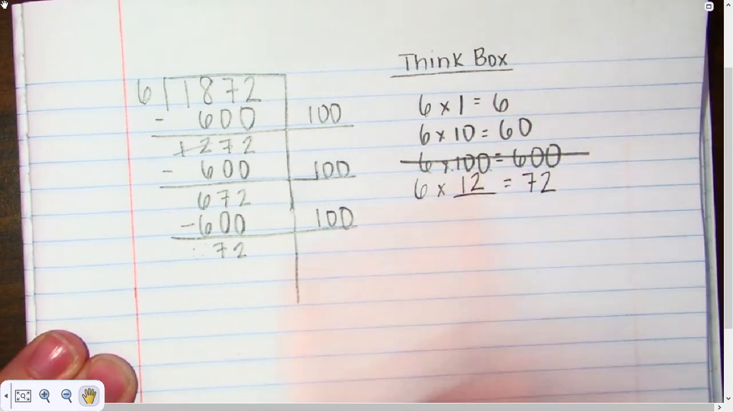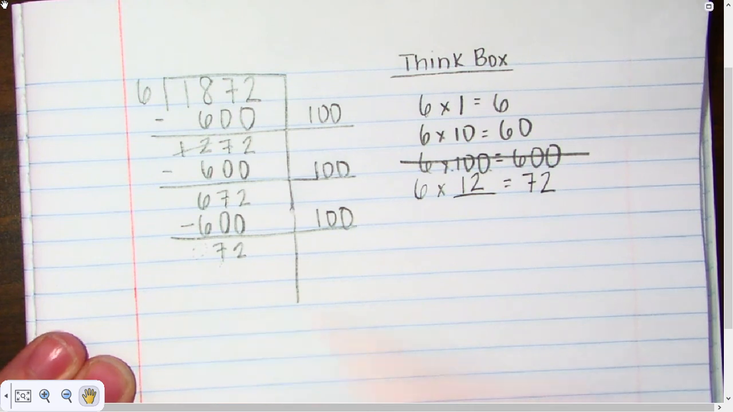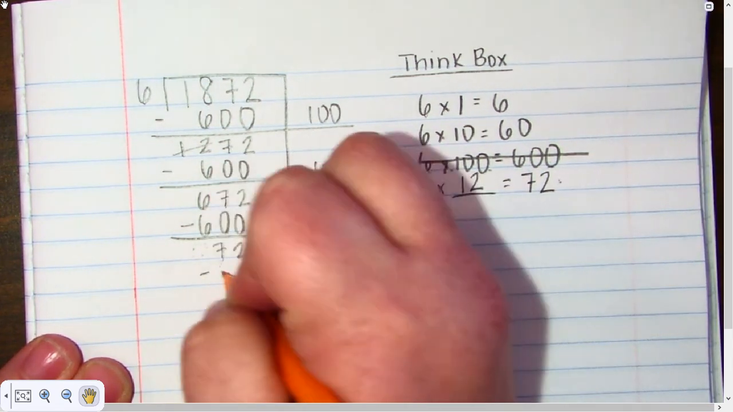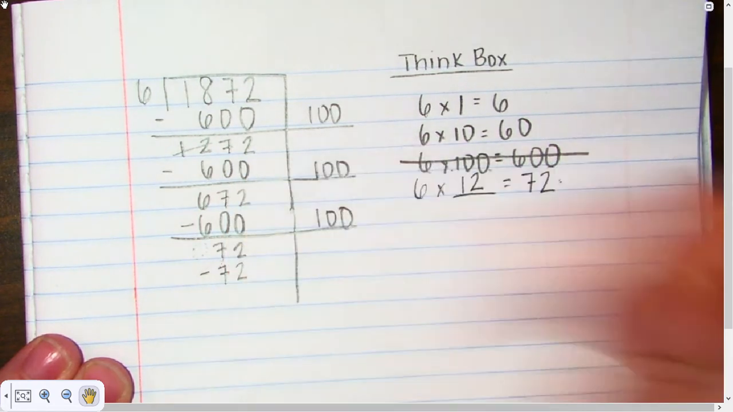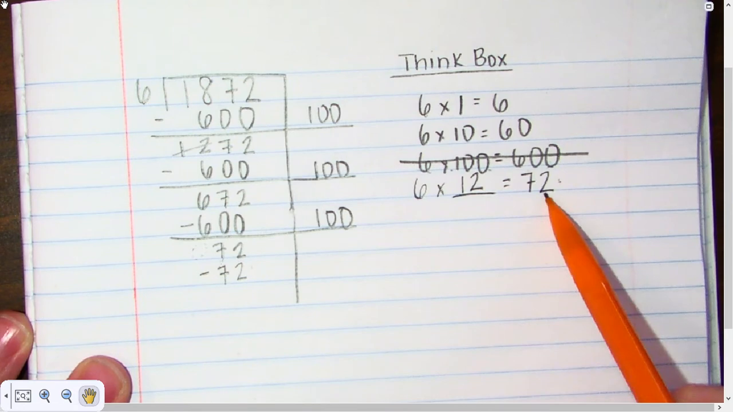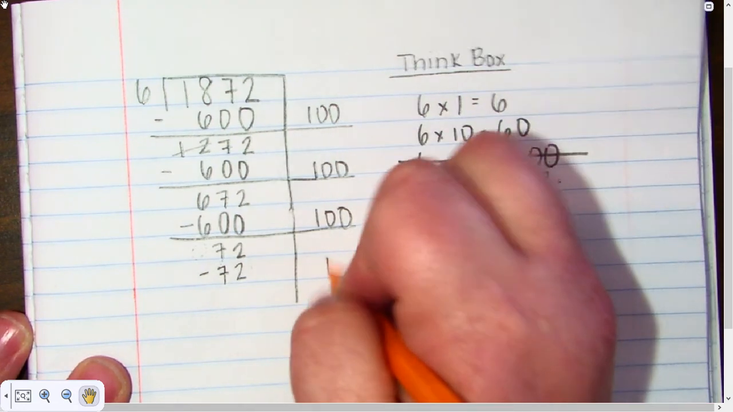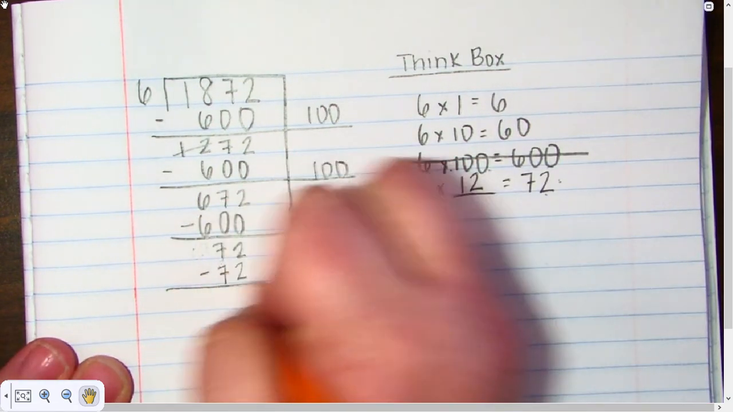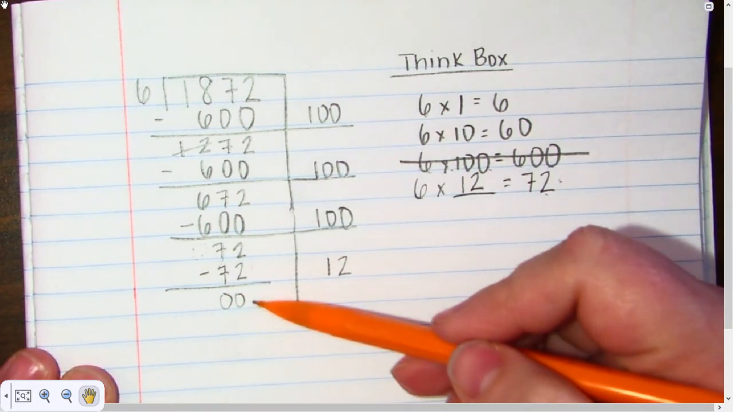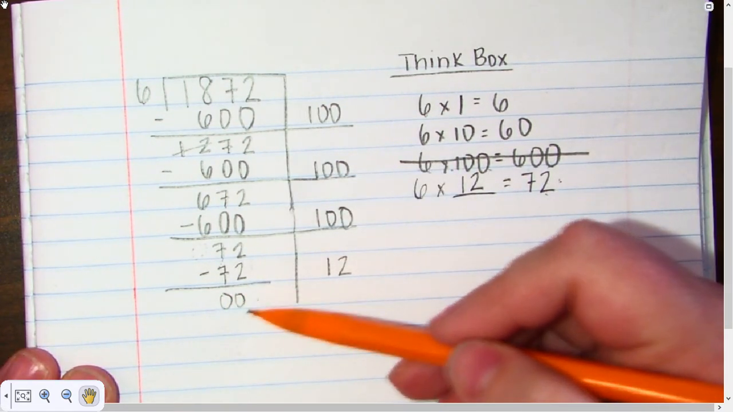So we just added another fact to our think box. And if we look, we have 72 over here. So we can just use this fact. So I'm going to subtract 72. The number that I multiplied 6 by to get 72 was 12. So I'm going to add 12 here. And then we're ready to subtract. When you subtract, we did 0 out, so we've got 0.